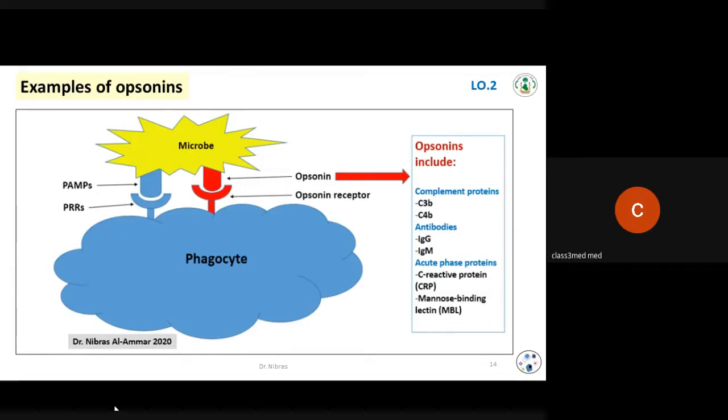The opsonins include complement proteins C3b, C4b. As I mentioned, I will explain it in more detail in the complement lecture. Antibodies like IgG, IgM, and acute phase proteins like C-reactive protein. For C-reactive protein, you can refer to the key definitions to know the definition of all these terms. Mannose binding lectin is also one kind of opsonin.